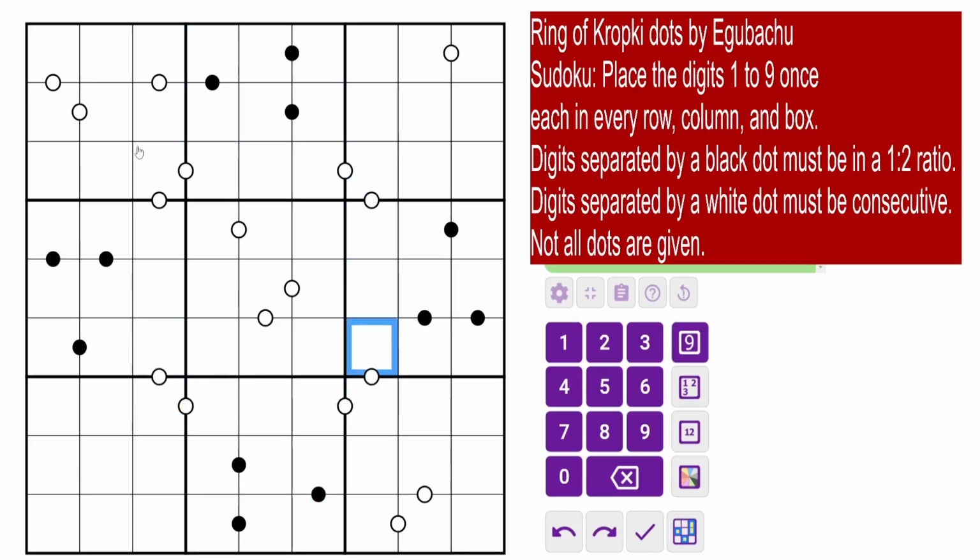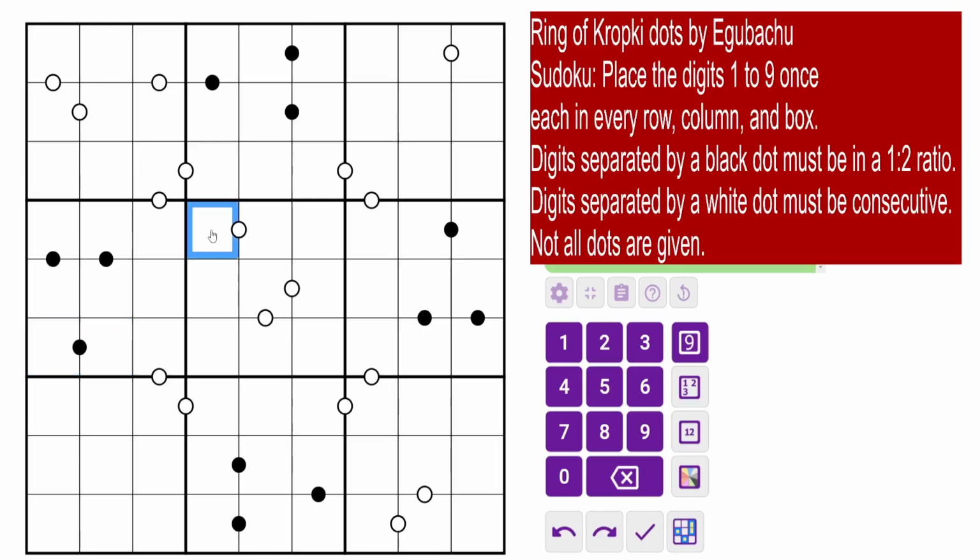Sudoku, that is normal Sudoku: place the digits 1 to 9 once in every row, column, and box, so that no digit repeats. Digits separated by a black dot must be in a ratio of 1:2. So whatever digits we are going to place around the black dots, somewhere here or here or here, those should be in a 1:2 ratio. That is, one digit must be either the double of the other or the half of the other.